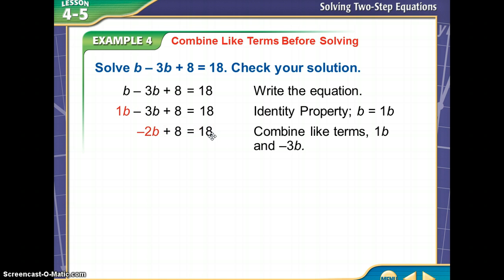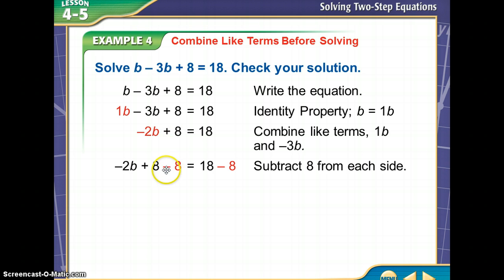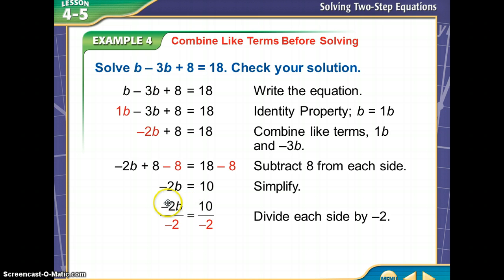Now this becomes like those previous examples of this section. I've got 2 terms on this side of the equal sign. I want to get this negative 2b all by itself, so I've got to get rid of this positive 8. The inverse operation of positive 8 is negative 8 to both sides, remember. So I get negative 2b equals 10. Dividing both sides by negative 2 will give me that positive 1 coefficient on b. And so 1b equals negative 5. And that's your solution.